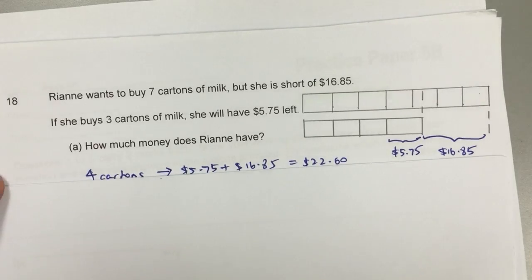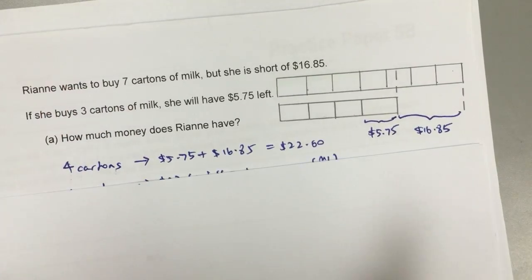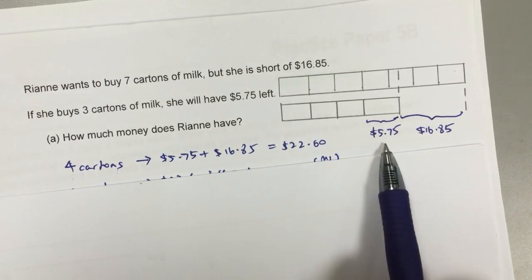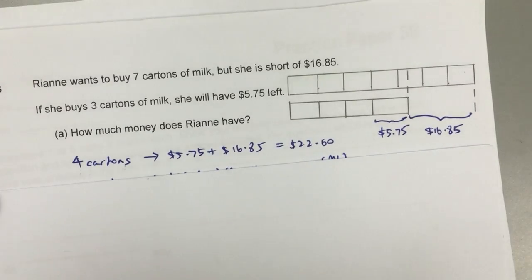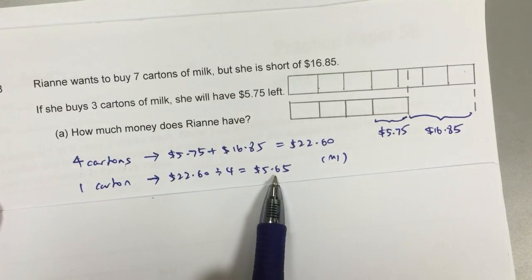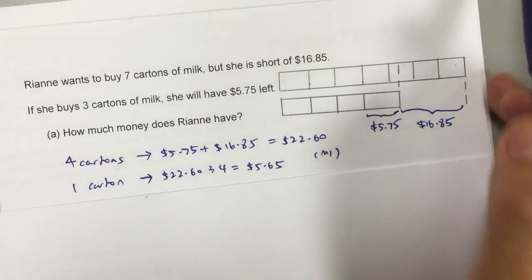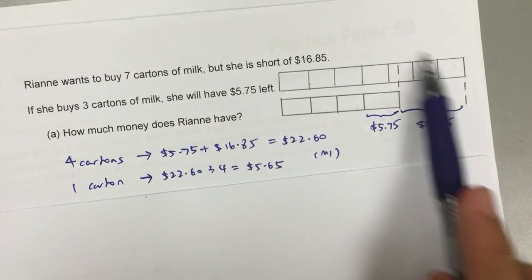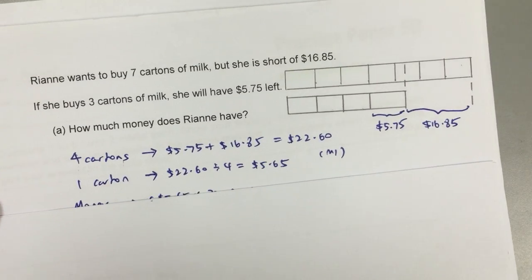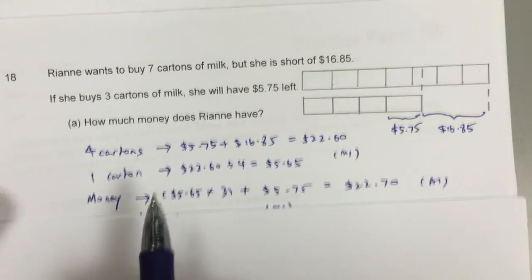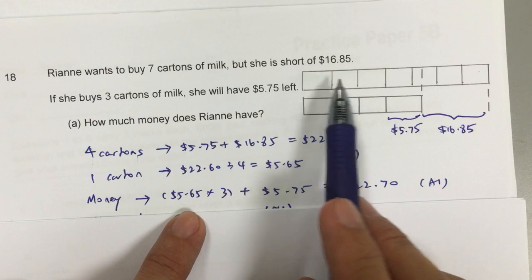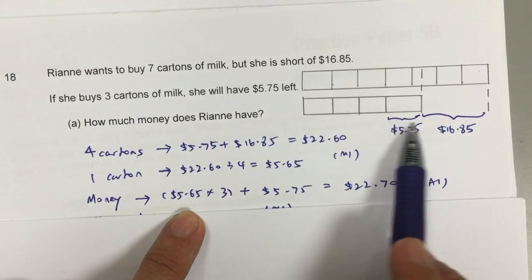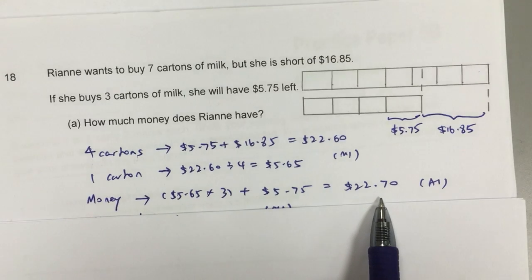So from the model, I can see 4 cartons: 1, 2, 3, 4 is 5.75 plus 16.85, which is $22.60. And 1 carton, I divide by 4. I have this. The problem is you must be able to come up with this model. If not, you may not be able to work out the sum. Then the money will be 5.65 for 1 carton times 3, 1, 2, 3, add 5.75, is the amount of money that she has, which is $22.70.